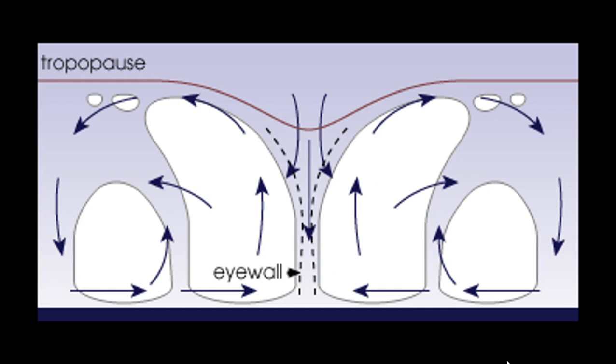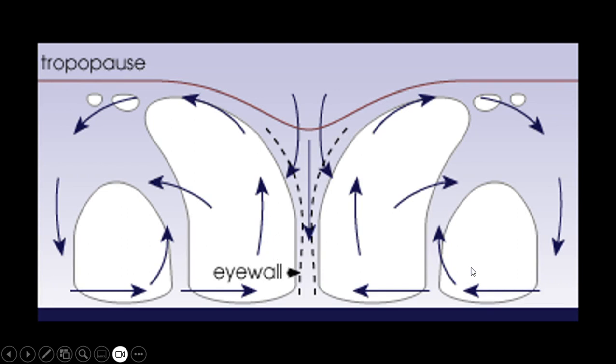This here represents a cross-section or a side view of a hurricane. This is produced by NASA. This here is a good illustration that showcases how we have converging air coming at the center of our eye. And so at the center of the eye, there's convergence, and subsequently we get that rising air.